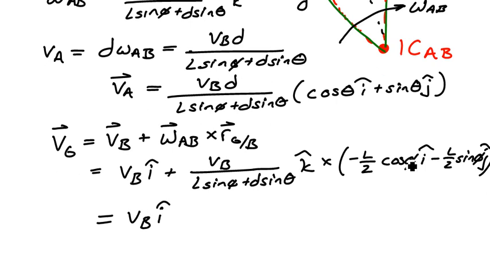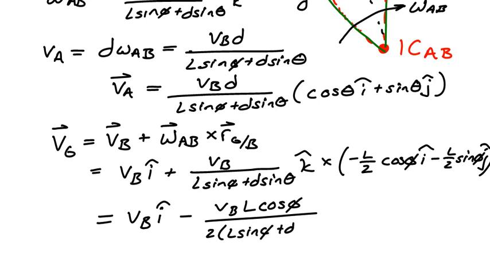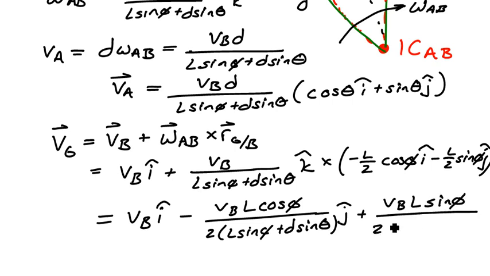K cross i gives me a j, so I'm going to have minus VB times L times the cosine of the angle phi divided by 2 times the quantity L times the sine of the angle phi plus d times the sine of the angle theta in the j direction, and k cross j gives me minus i, so I'll have plus VB times L times the sine of the angle phi divided by 2 times the quantity L times the sine of the angle phi plus d times the sine of the angle theta in the i direction.